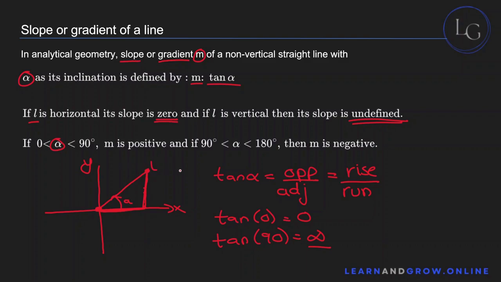Another important thing to remember is that if alpha lies between 0 and 90 degrees, m will be positive, and if alpha lies between 90 and 180 degrees, m is negative. So, for example, if you have this line over here, that means it lies between 90 and 180 degrees. So it will have a negative gradient.